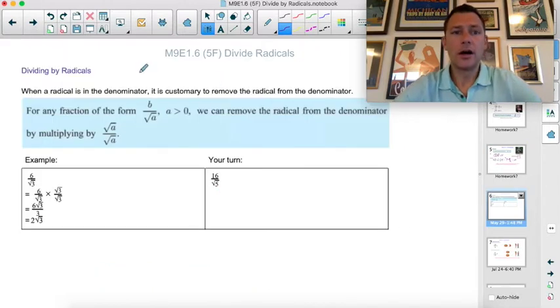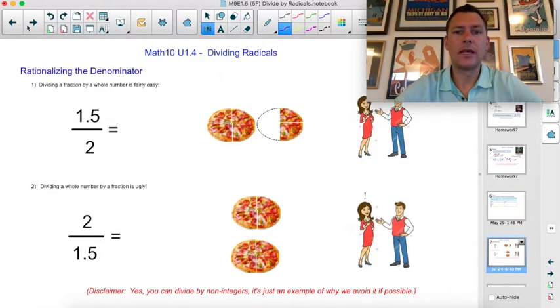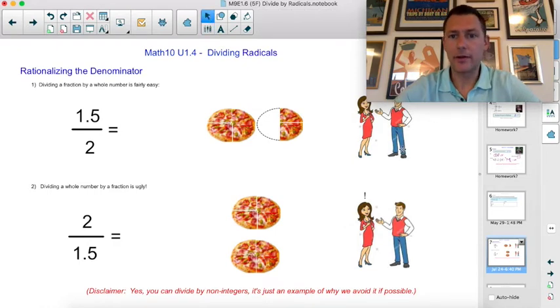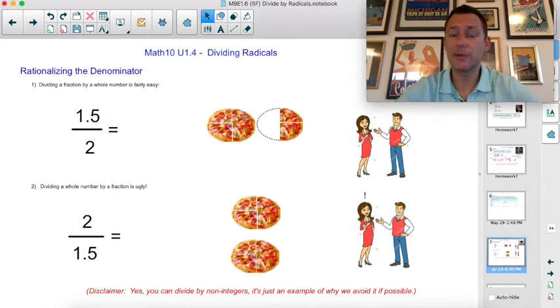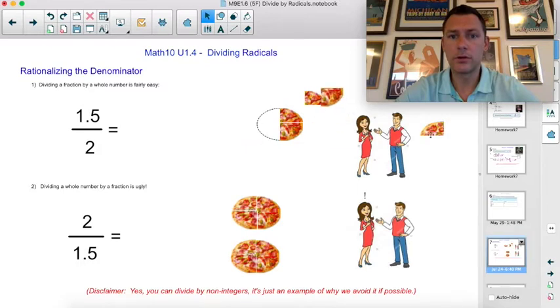All right. This is why we rationalize the denominator. This whole idea of rationalizing the denominator is to make a whole number in the bottom. And here's why. It makes sense when you're dividing. If you take 1.5 pizzas and you divide them amongst 2 people, that's fine. You can take a fraction of pizza and divide it among 2 people. Look, everybody gets 1 for you, 1, 2 for you, 2 for you, 3 for you, 3 for you.